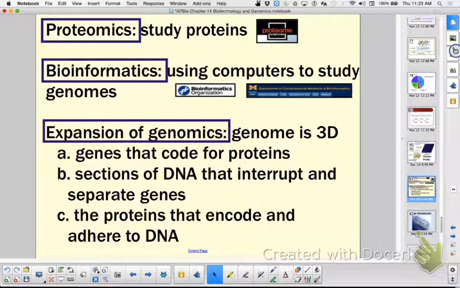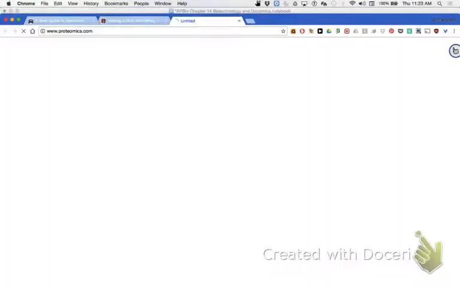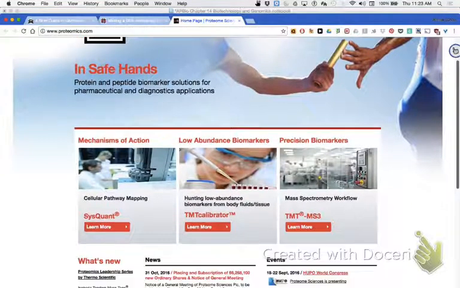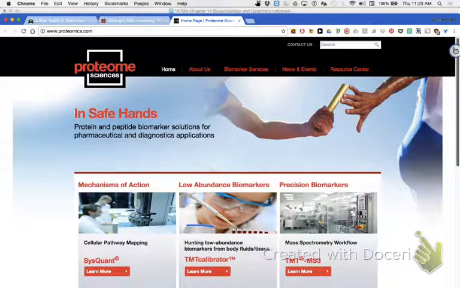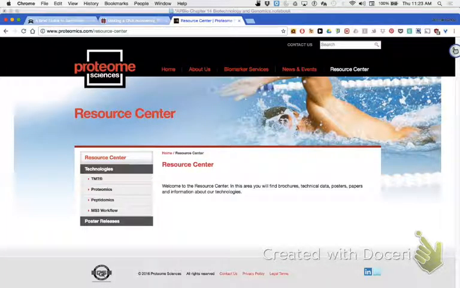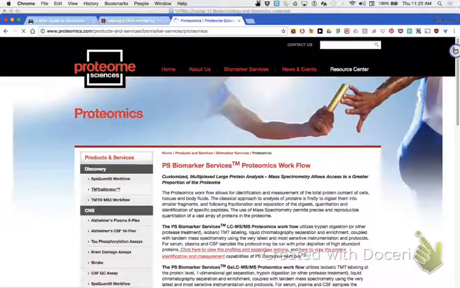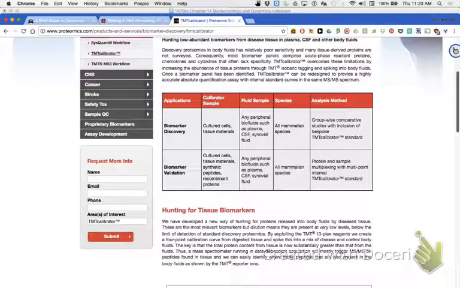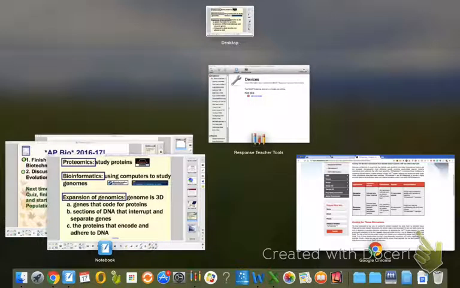Okay, proteomics, you're studying proteins. And again, now there's a whole industry just about studying proteins. Businesses that are looking at that. Let's see if I can do, Resource Center. Proteomics. Okay, so now they have all of these ways to use and analyze and identify the different proteins that are functional within a cell. So this could be used for medicinal research, etc.